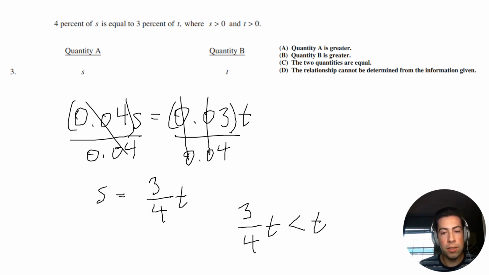So the way that we can do this is now we can just go ahead and substitute in the S. So 3/4 T is equal to S, so we'll just say S is less than T. So there's our answer. That was actually relatively straightforward. So let's go ahead and get the right answer here. 4% of S, quantity A is less, so therefore quantity B is greater.